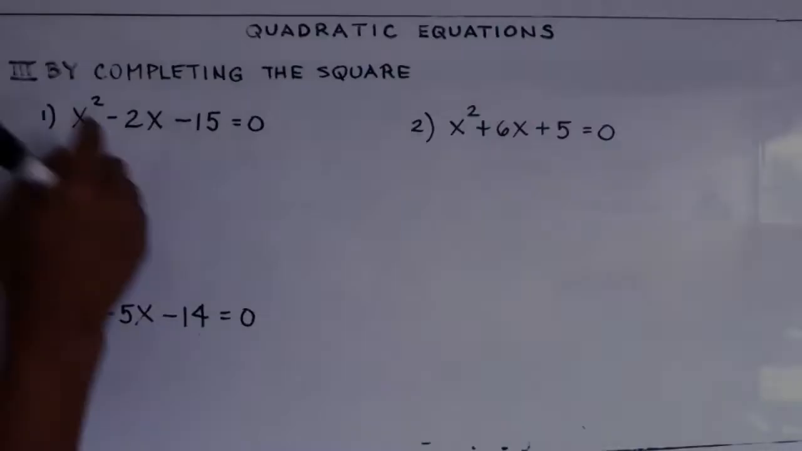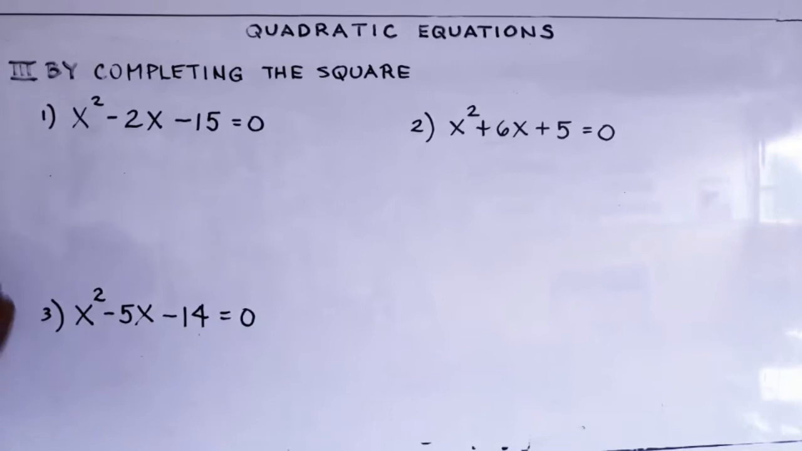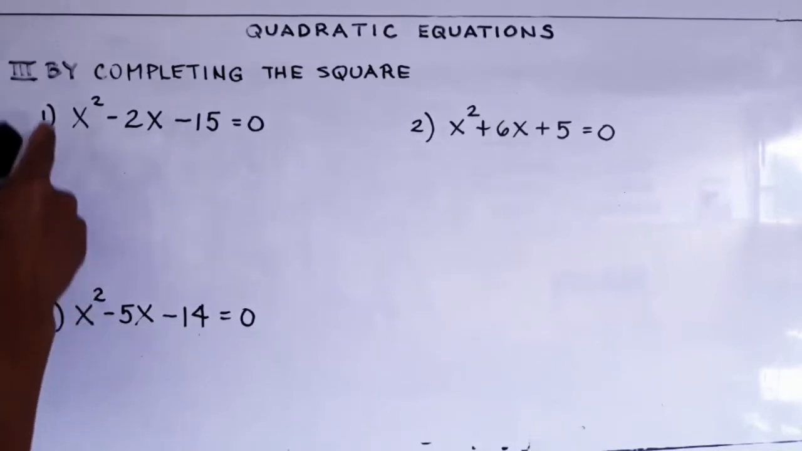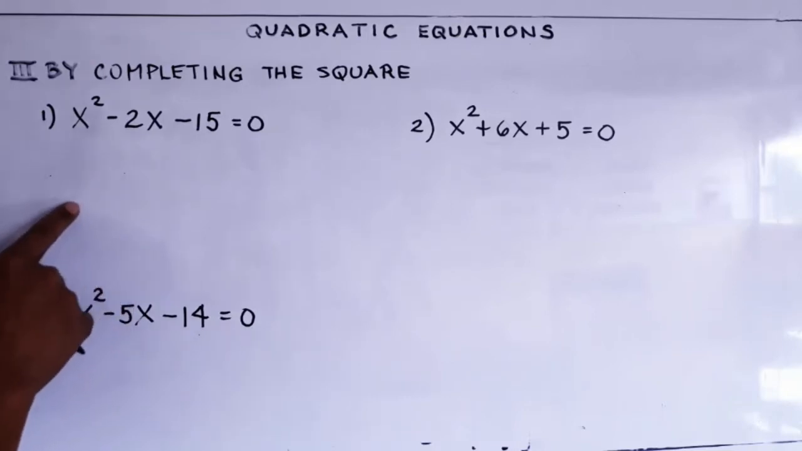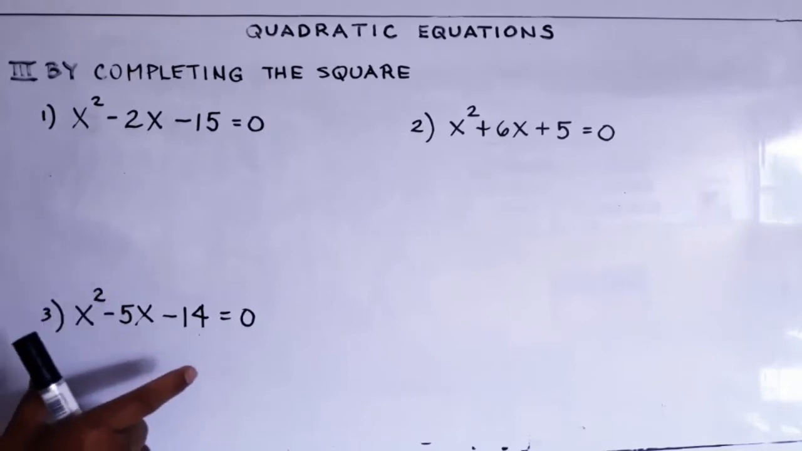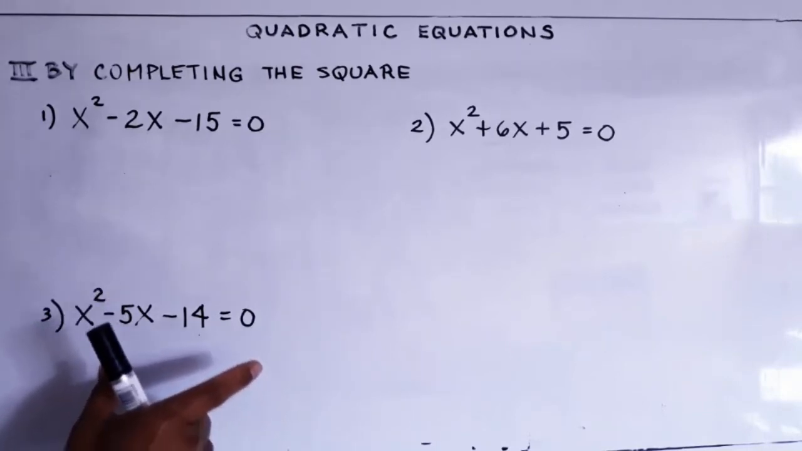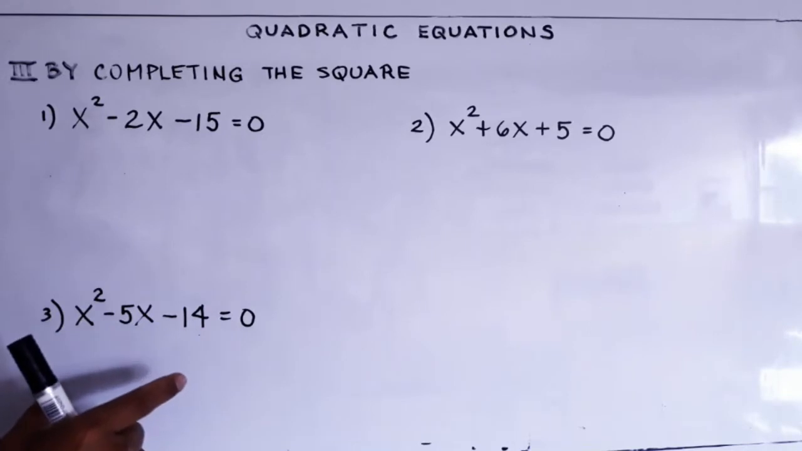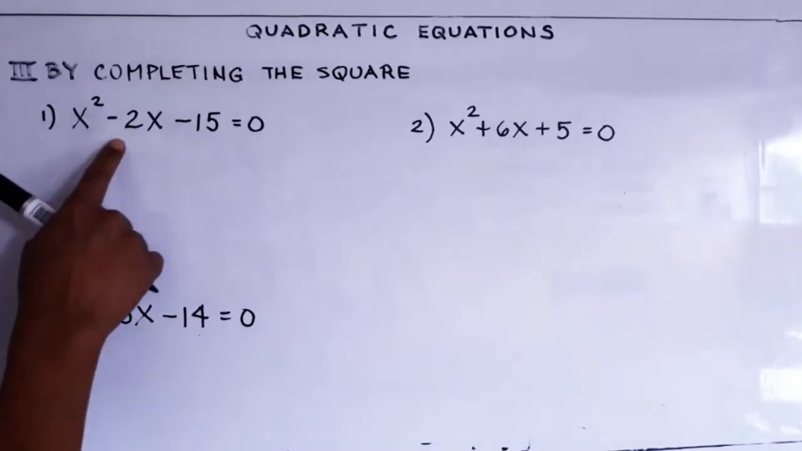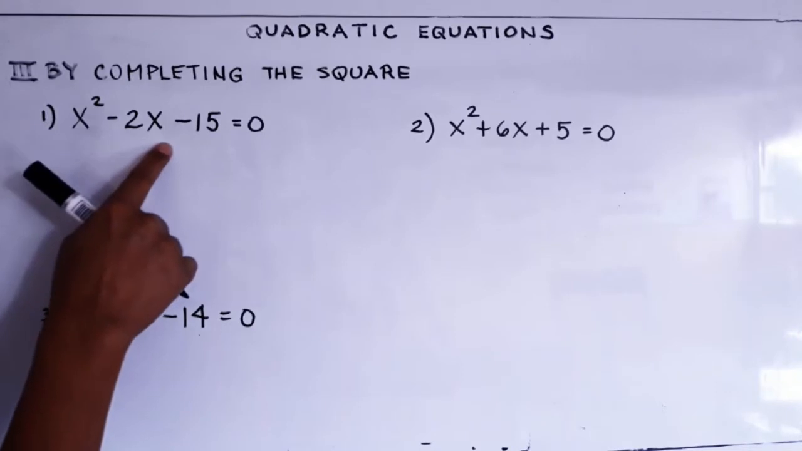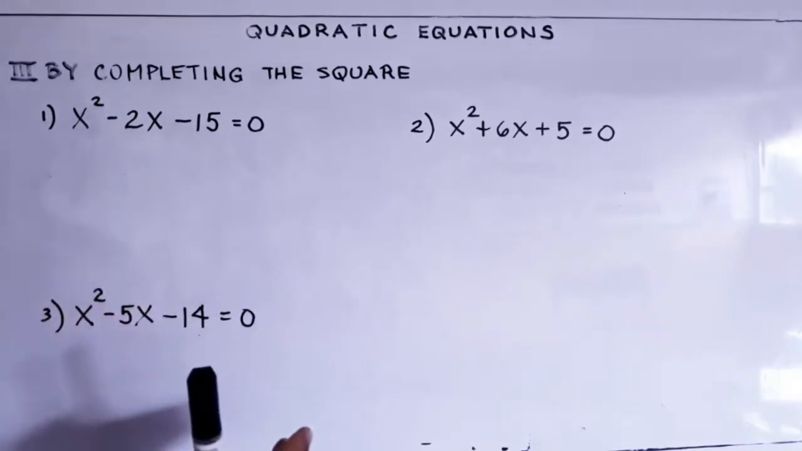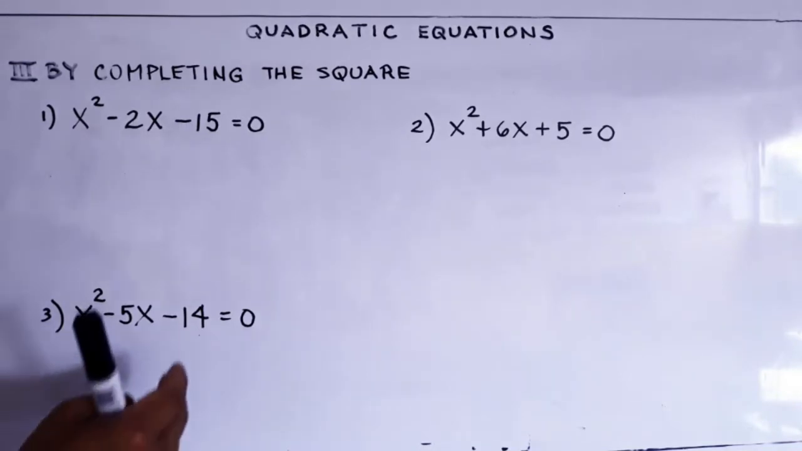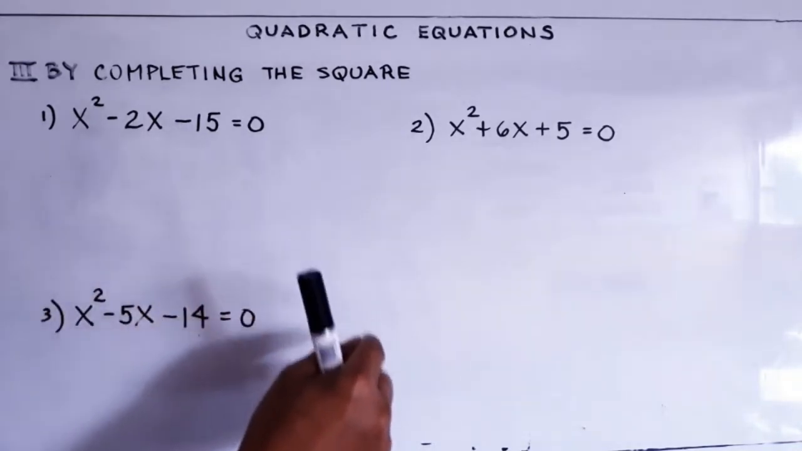Okay, we have the third method of solving quadratic equations, and that is by completing the square. For this method, remember how to make a perfect square trinomial. How do we do that one? We get the numerical coefficient of the middle term, we divide it by 2, and then we square the result. And that is the last term.